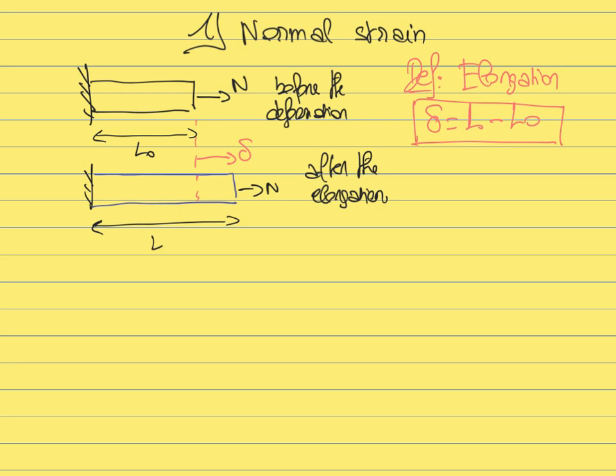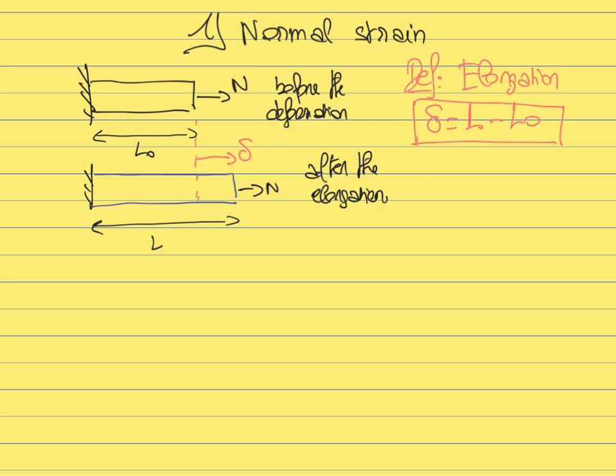This elongation can be either positive or negative. It's going to be positive if the new length is longer than the old length, if there is a tension. So that's going to be an algebraic quantity. It can be negative, and it's going to be negative if the beam actually becomes shorter after the deformation. If you apply a compression, then the beam will become shorter, and in that case that's going to be associated with a negative elongation. So elongation can be either positive or negative.